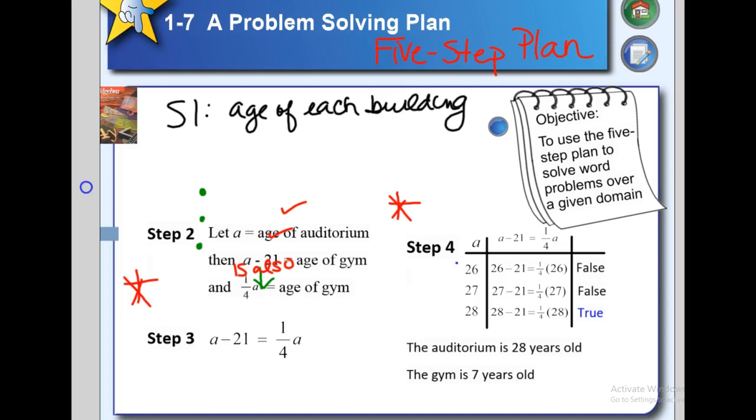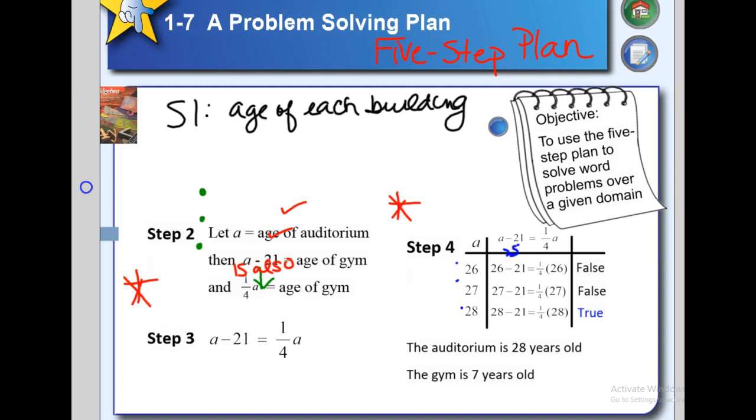So let's look at the first number in our domain, 26. We've got 26 minus 21. Well, that's 5. 5 does not equal 1/4 of 26. Okay, let's try our second member of the domain. Well, 27 minus 21 is 6. 6 does not equal 1/4 of 27. That'd give me a fraction, 27 over 4.